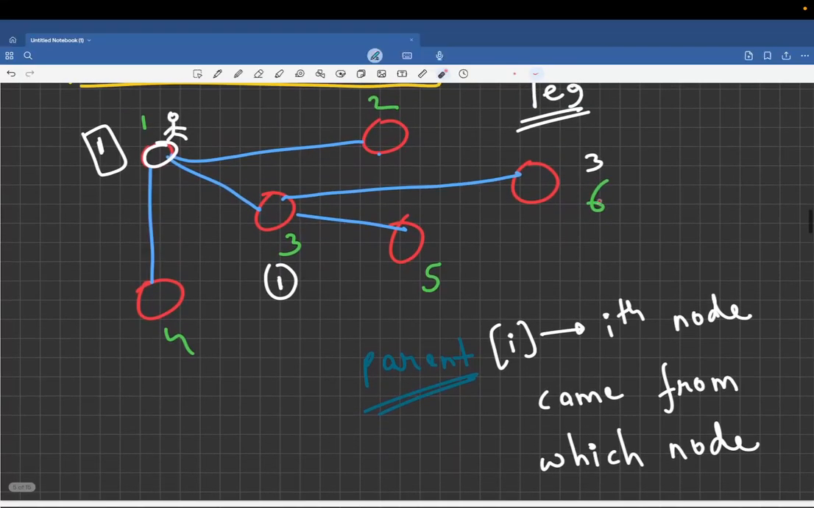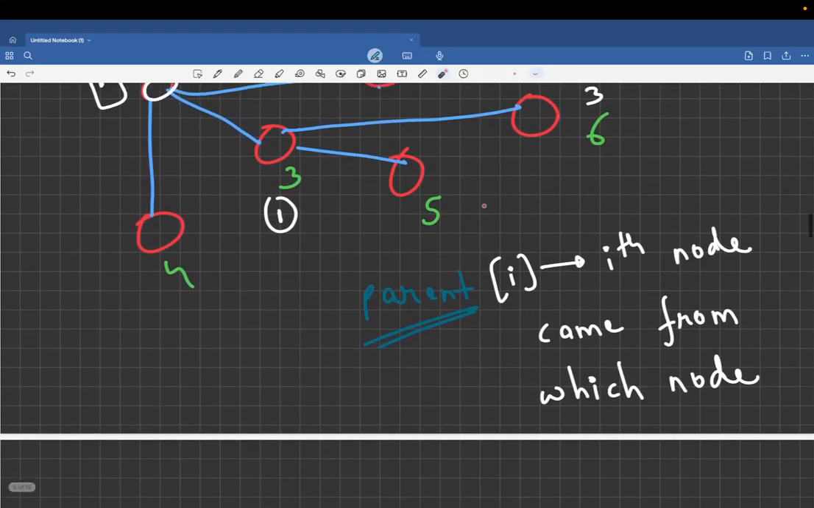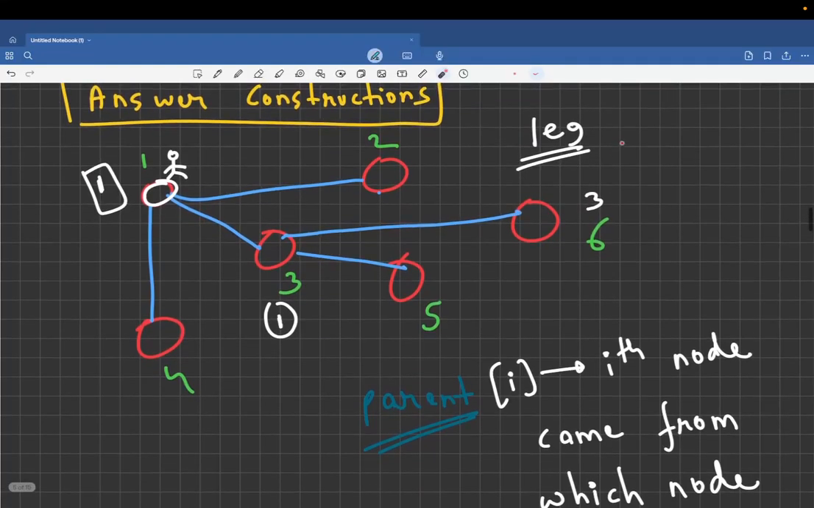We know the parent of 6, right? We are initially at 6. So first of all, we will write 6. We have a node 6. Then we will move to its parent. Its parent is 3, right? Then we will write 3. Then we will move to the parent of 3, that is 1. Then we will write 1. And we have reached the node from where we originated.